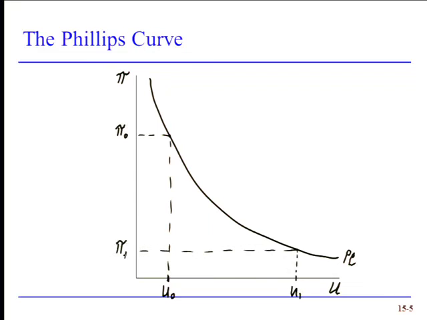And hopefully the intuition behind this makes a lot of sense. When the unemployment rate is very high at U1, there's a lot of slack available in the labor market. There are more people looking for jobs than there are job openings. So it's really hard for workers to negotiate for higher wages. So wages won't be rising very quickly. If wages aren't rising very quickly, then prices also won't be rising very quickly.